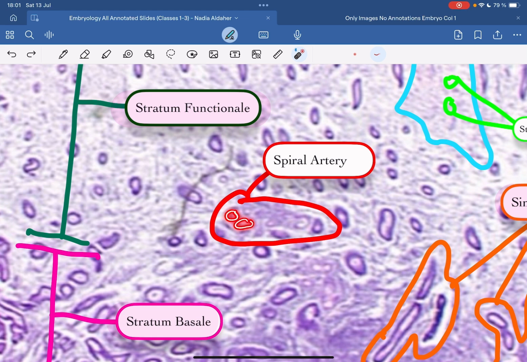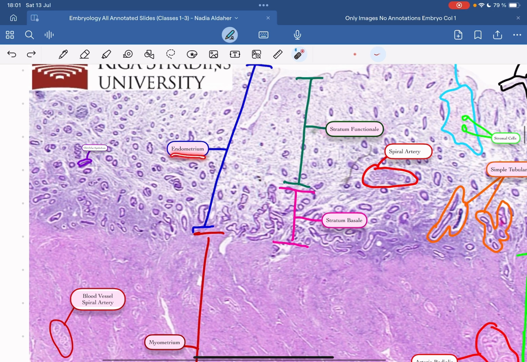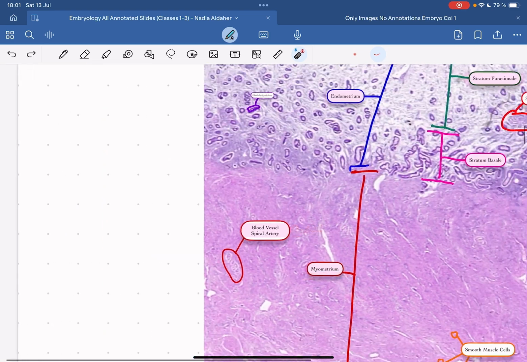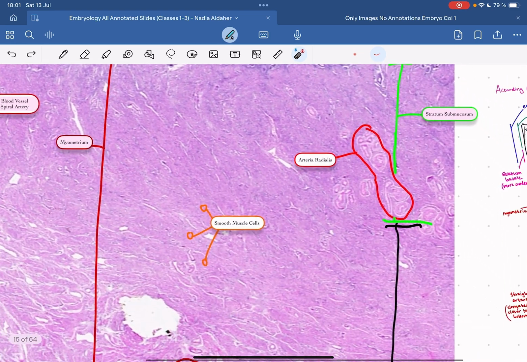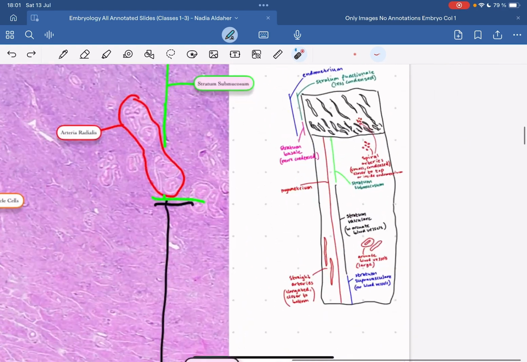So spiral arteries, see how smaller it is than the radial artery. This is a perfect example of a spiral artery according to Professor Vaivads within the endometrium, while this would more likely be a radial artery according to him because of the fact that it's in the myometrium. This is the endometrium. I hope I said that correctly. This again, radial artery, right?